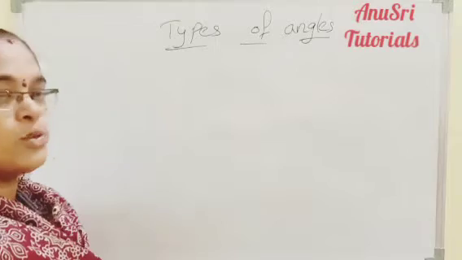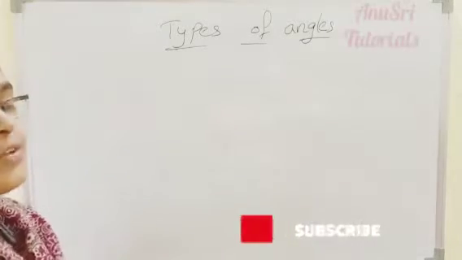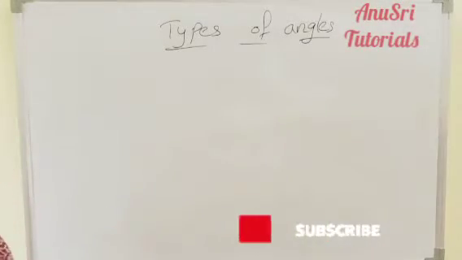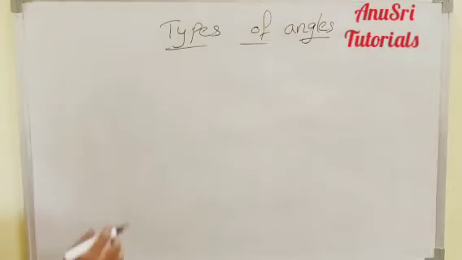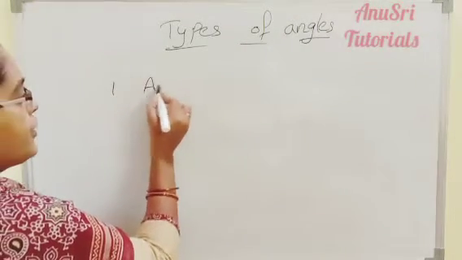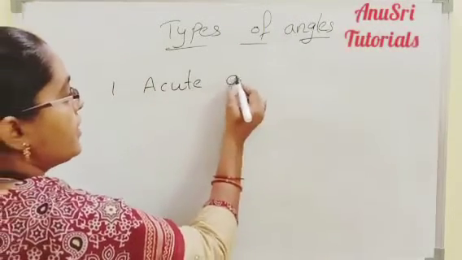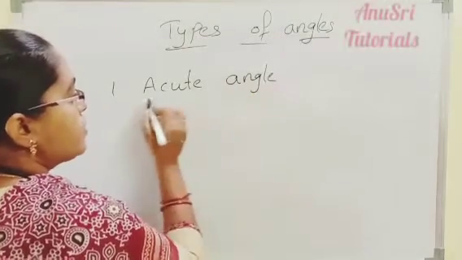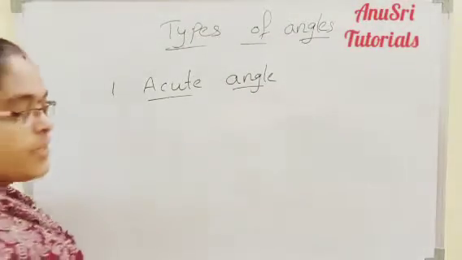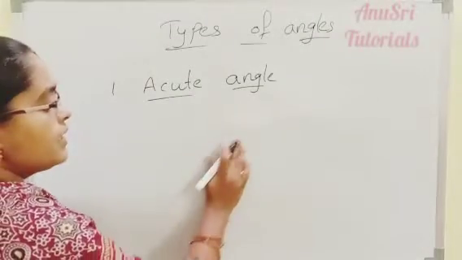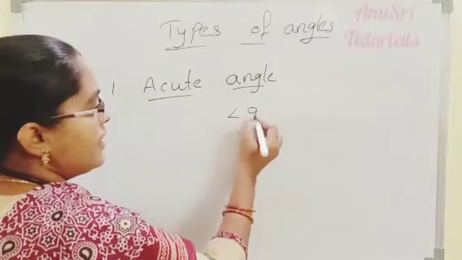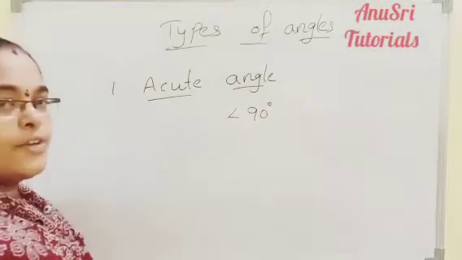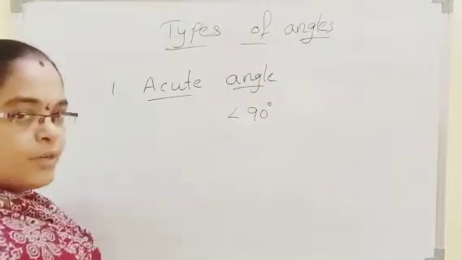Now see the types of angles. We have different types of angles based on the measurement, and we discussed that already. The angle is measured in degrees. So the first type is the acute angle. Now see what an acute angle means. If the measurement of an angle is less than 90 degrees, then we call that angle an acute angle.